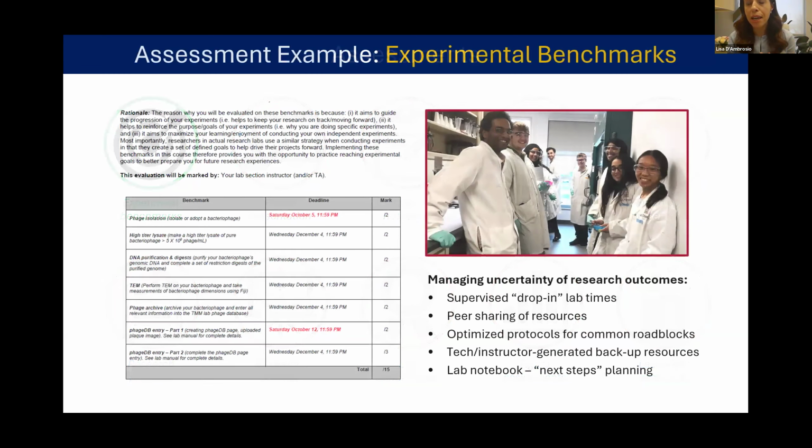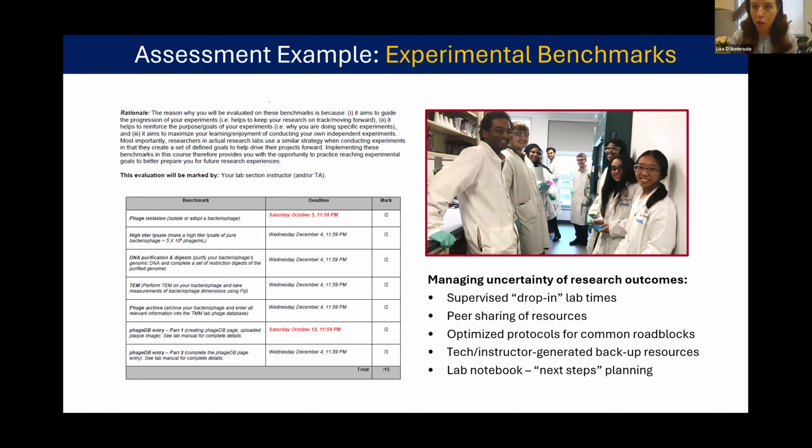So these benchmarks, essentially in the fall term, students are required to isolate and characterize their own novel bacteriophage. So we have a series of benchmarks that I've listed in this table here that essentially help to guide students through the progression of their project.